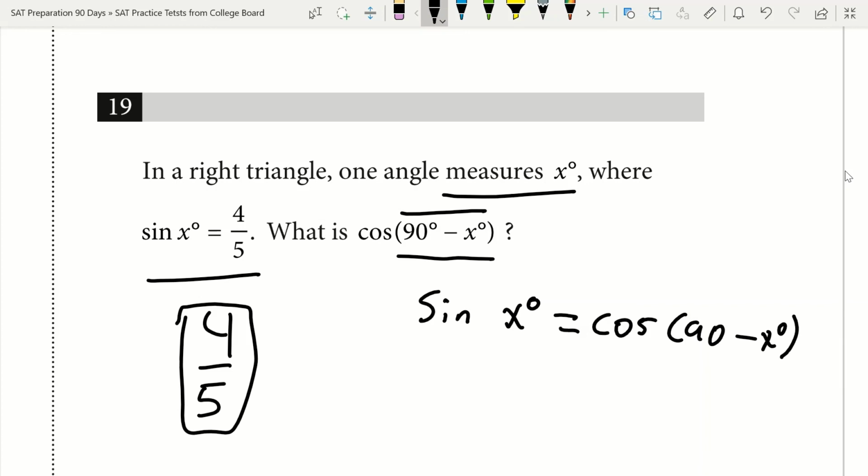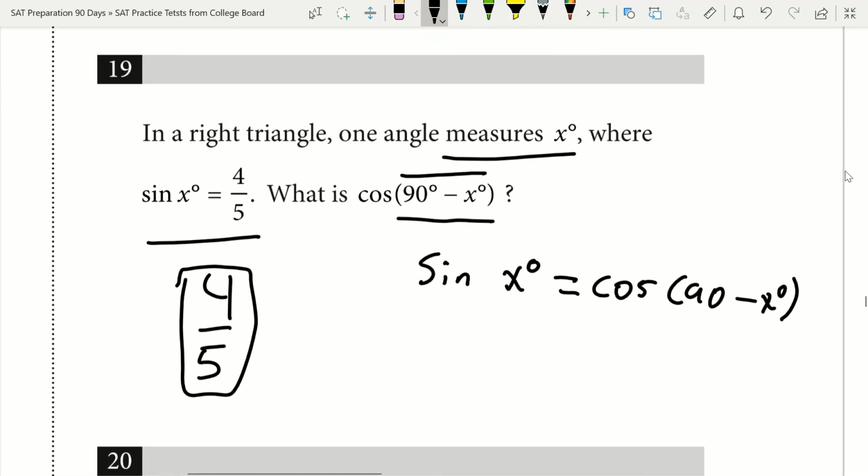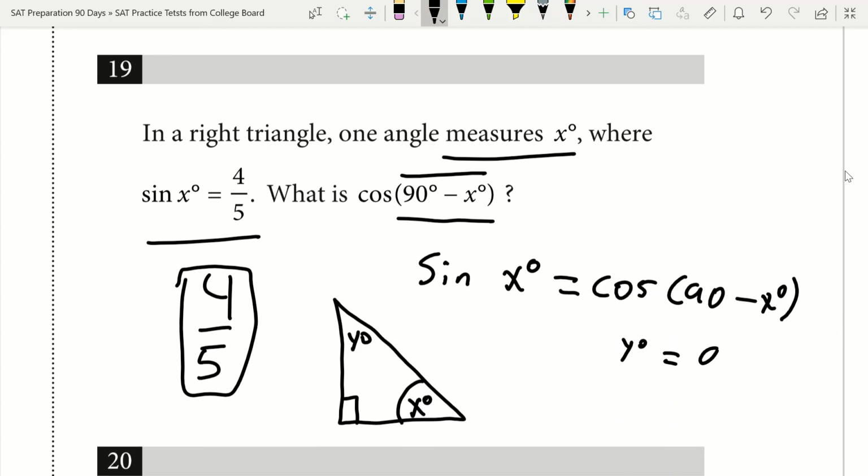So why is this? Well, I can show you this very quickly actually. Let's go ahead and draw a right triangle. We'll label this angle right here x, then this angle right here, we'll call that angle y. Since this is a right angle, that angle y has to equal 90 minus the angle x. Since angle x plus angle y must equal 90, therefore angle y must equal 90 minus the angle x.